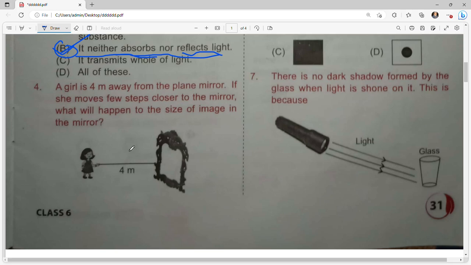Next question number fourth is, a girl is 4 meters away from the plane mirror. If she moves few steps closer to the mirror, what will happen to the size of image in the mirror? So let's read the question carefully. They are saying that the girl is 4 meters away from the plane mirror. So this is your plane mirror, and they are giving the situation that if she moves few steps closer to the mirror, and they are asking what would happen to the size of the image.